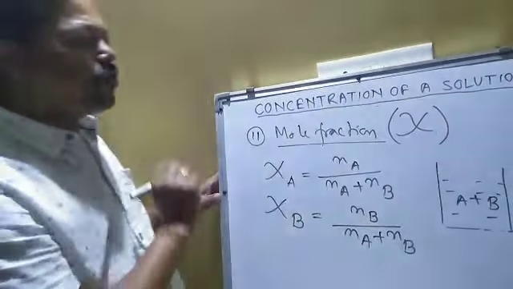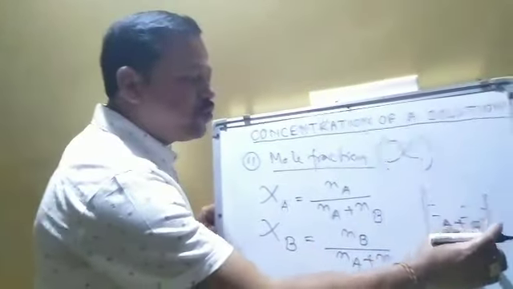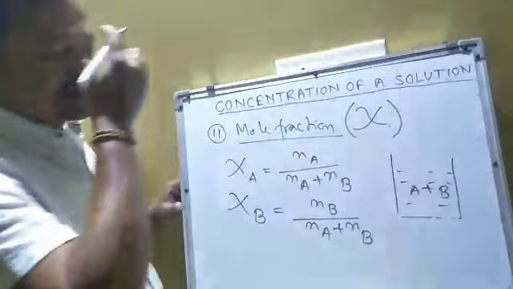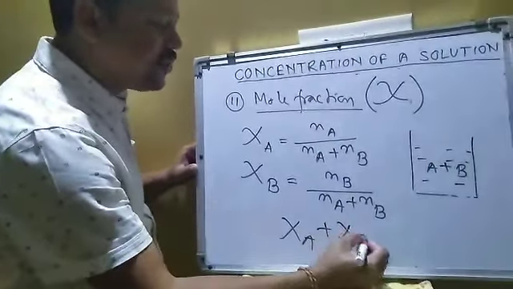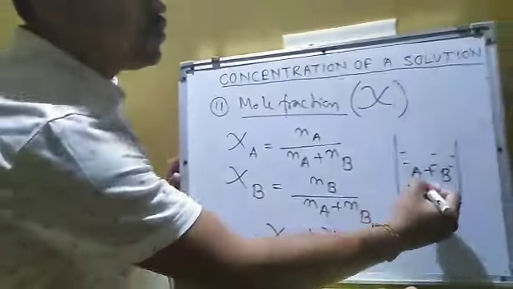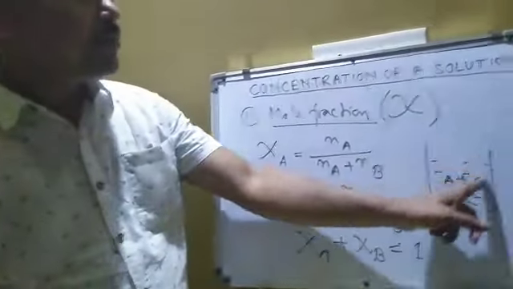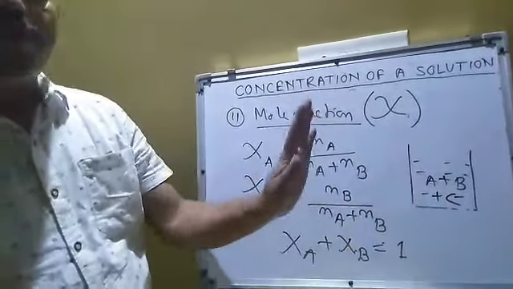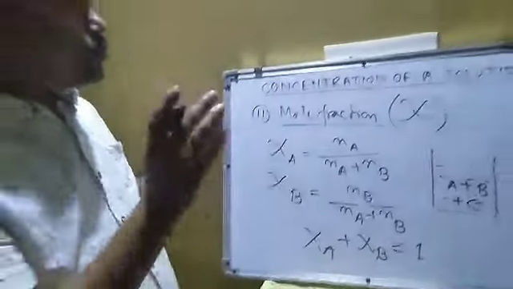And in case of mole fraction, whether the solution contains 2 substances, 3 substances or 4 substances, the summation of the mole fractions is always unity. I mean, chi A plus chi B is always equal to 1. Similarly, if a solution contains another substance C also, then chi A plus chi B plus chi C is also equal to 1. I mean, the summation of mole fractions is always unity. So this is another unit.